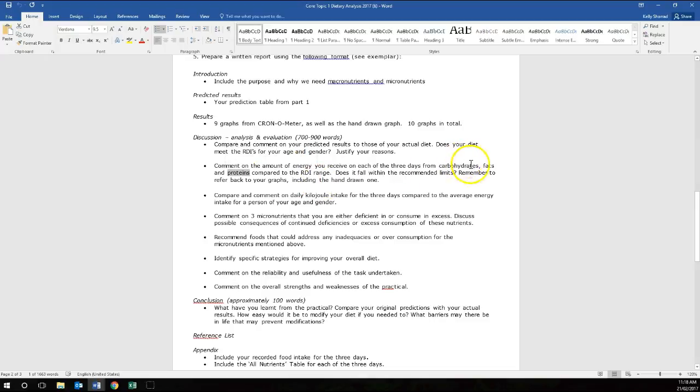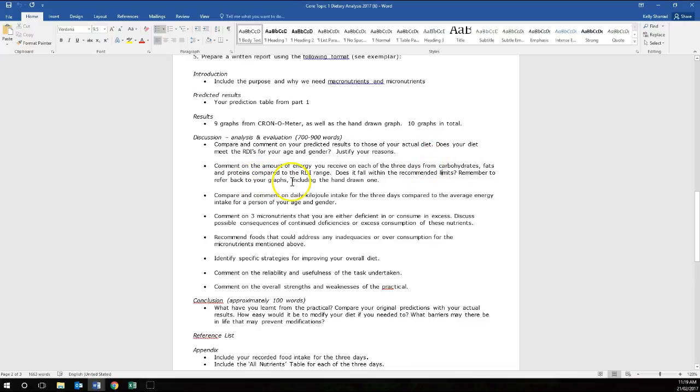Now, also with fats, have a look at where your fats come from. Are you getting your fats mainly from healthy fats, which are your unsaturated poly and mono fats, or are you getting them from your unhealthy fats, which is your saturated fats? Now, you also need to comment on whether these fall within the recommended limits. Only 10% of the fat that you consume should be saturated fat. So that's one thing that you can comment on.